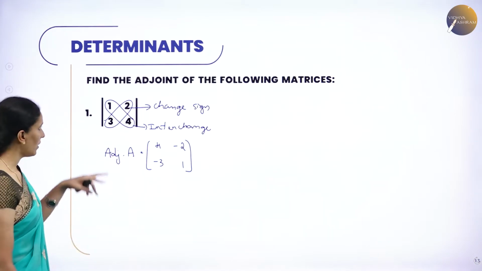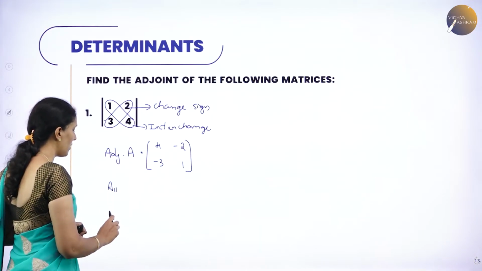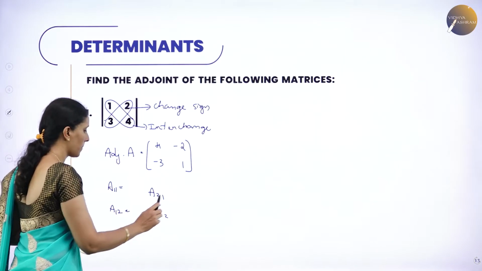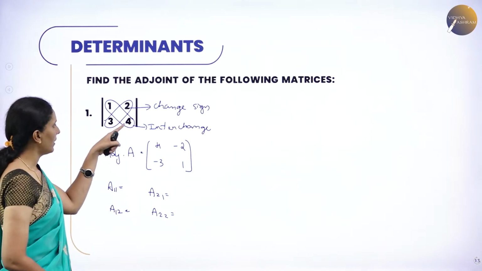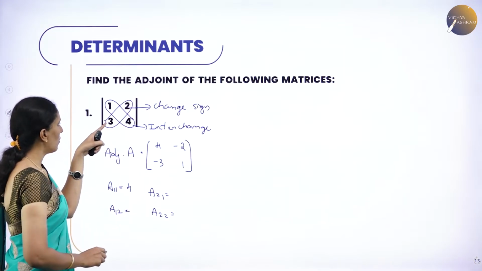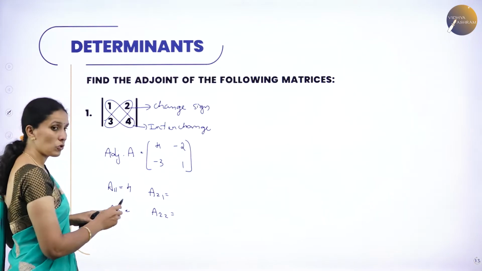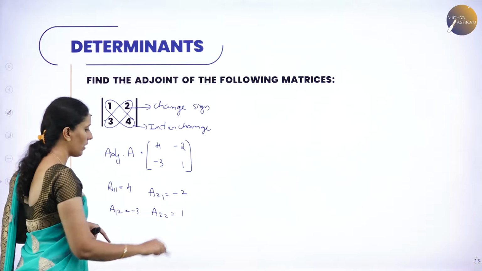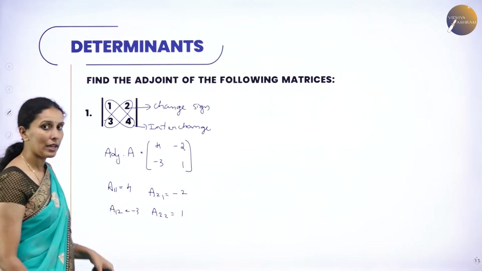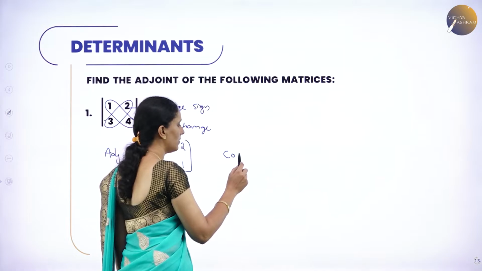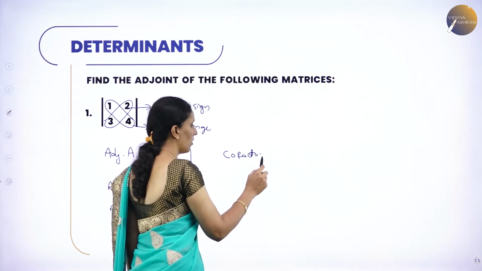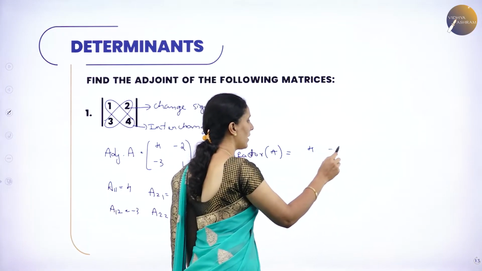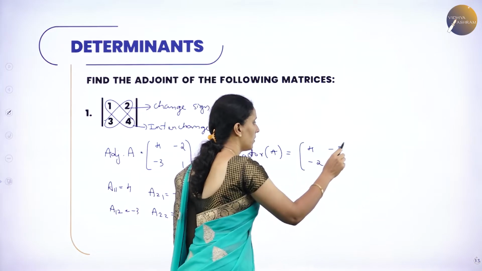So what is the other way to find it? What is the cofactor? A11, A12, A21, A22. We are going to find it here. What is the minor of 1? It is 4. So 1 plus 1, so 4 here. What is the minor of 2? It is 3, but 1 plus 2 is odd, so -3, and here it is -2, and here it is again 1. Now we have to write this in a cofactor matrix. So cofactor of A is equal to A11, A12, which is 4, -3, -2, 1. Now what is adjoint?